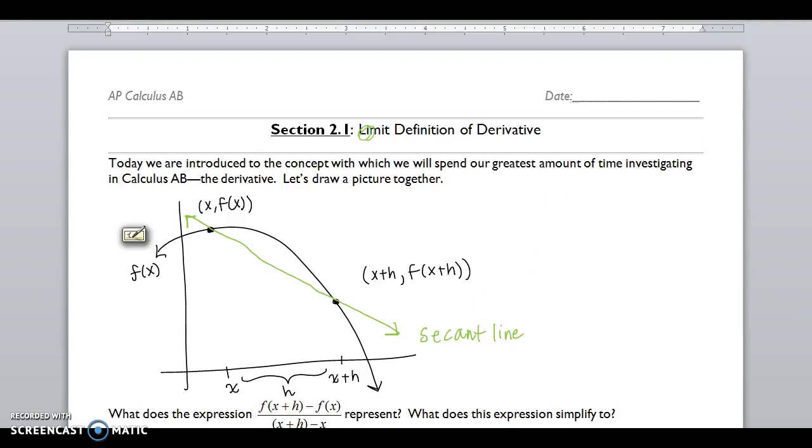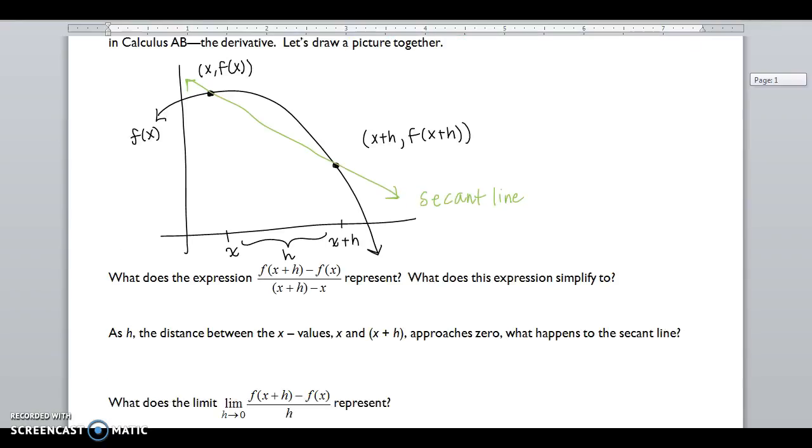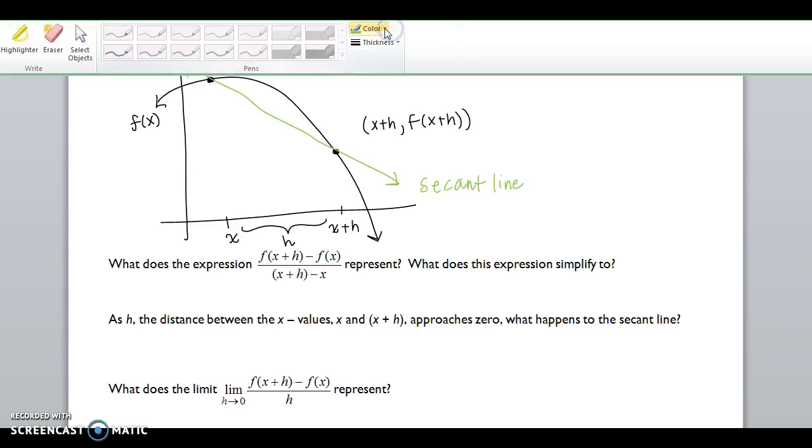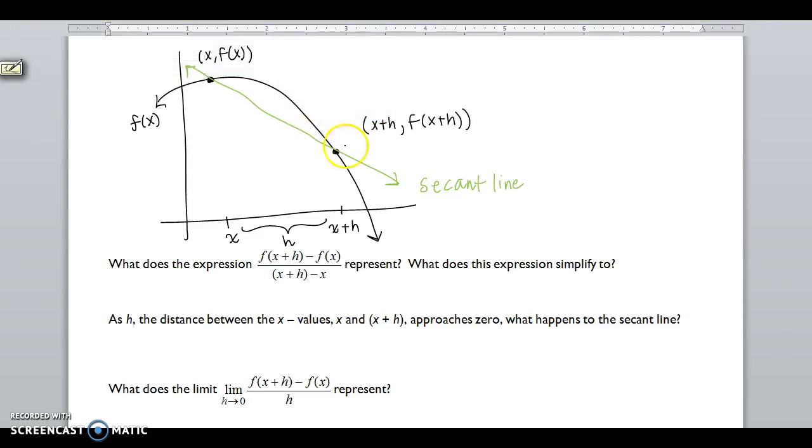Okay, so let's take a look at just below it. What does the expression f of x plus h minus f of x over x plus h minus x represent? Think about that for a minute. Think if that seems familiar.